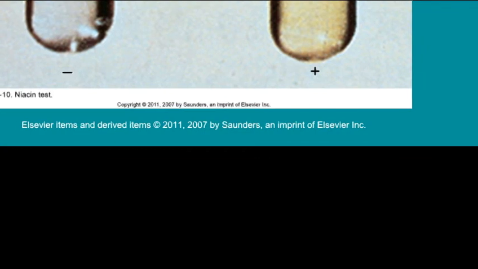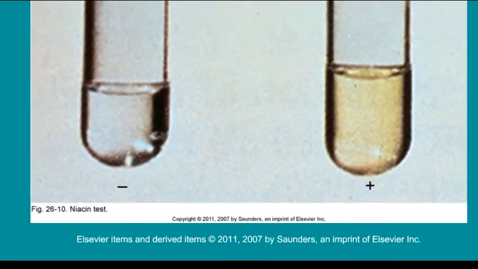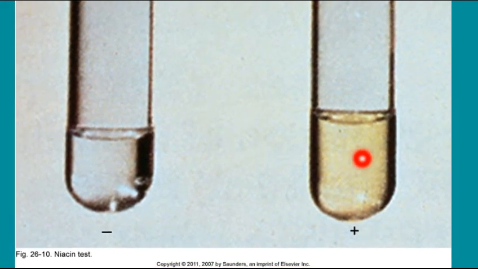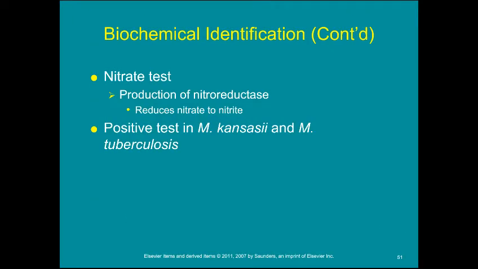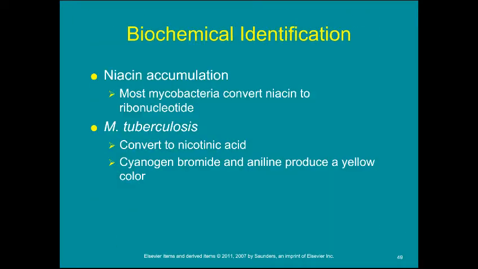So, this one is positive. Meron siyang yellow color production. Okay. Tama. So, niacin is converted to nicotinic acid. Ito yung kanyang reagent, yung indicator. Cyanogen bromide and aniline. Which, upon reaction, yun na.